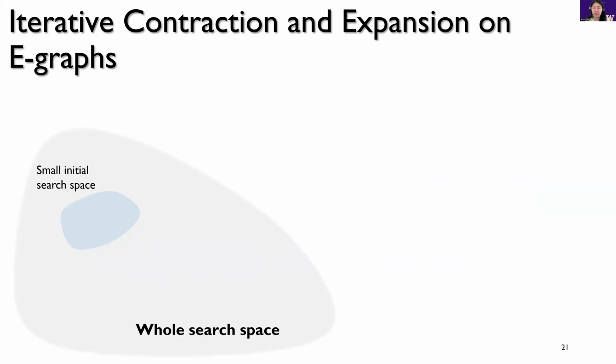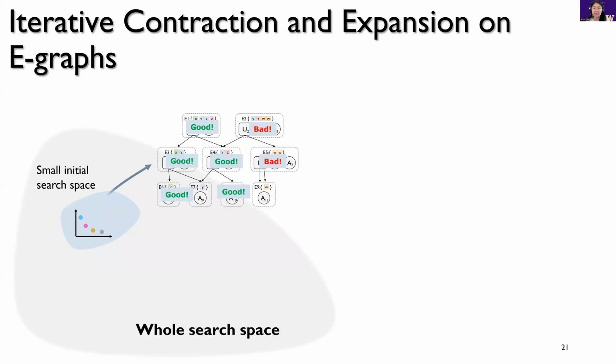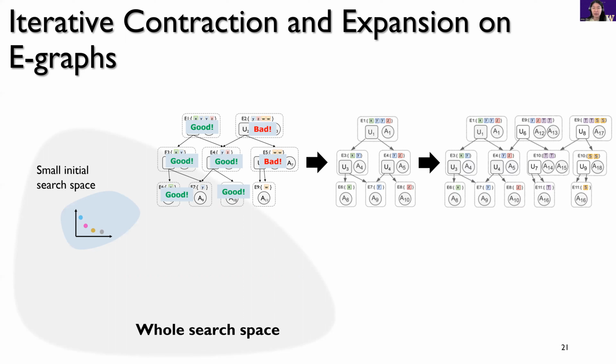ICEE is an iterative extraction method. First, we extract current optimal solutions from the E-graph. This gives us feedback about which E-classes are valuable. Second, we use this information to contract the E-graph. Third, we use this information to grow the E-graph in a focused way, moving us towards more optimal fabrication plans. So let's take a more in-depth look.